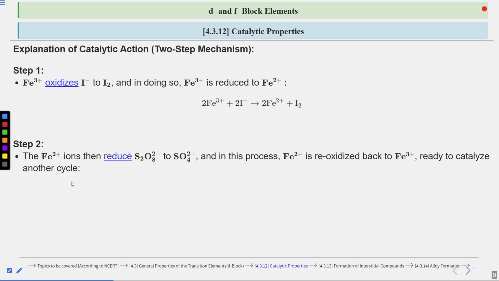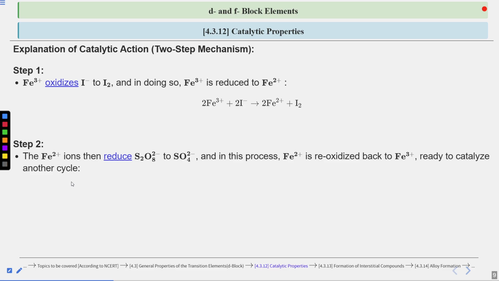So iron 3+ participates in the reaction between these two ions. It is going to oxidize the iodide ion to the iodine molecule and also reduce itself from 3+ to 2+. Now the iron 2+ we get is going to reduce the other reactant, the S2O8 2- ion, to SO4 2-, and in this process the iron 2+ is again oxidized back to iron 3+.